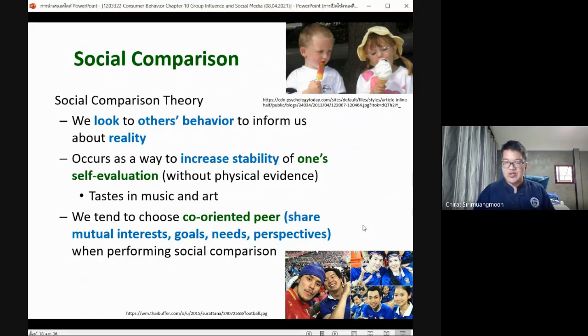If you think you are rich, and then you see your friends use more expensive products, you're going to think, okay, where am I now? Am I also classified in the high society, or do I need to buy something more? So this is social comparison. Then we tend to choose a co-oriented peer, a person who shares the same ideas, interests, goals, needs, and perspective, because when we form a social comparison, we need to have the same standard. So we always compare with people who think they are the same or share the same things together.